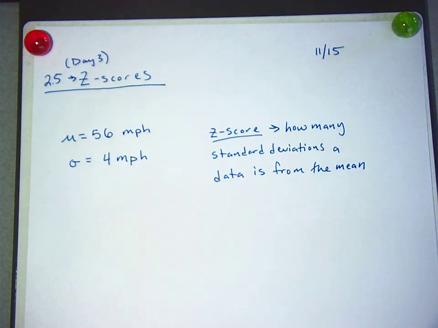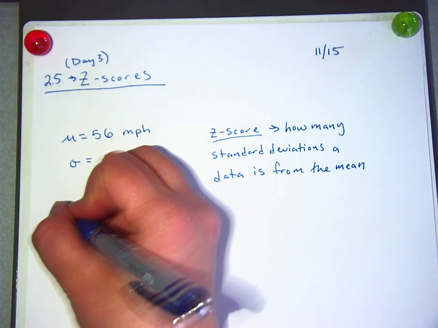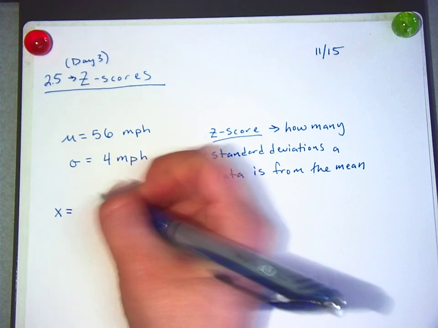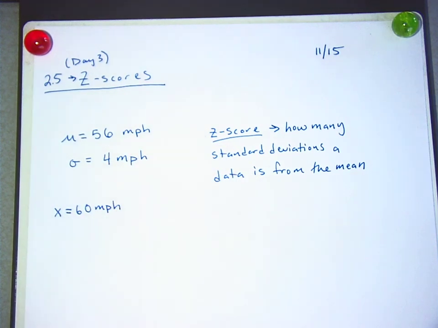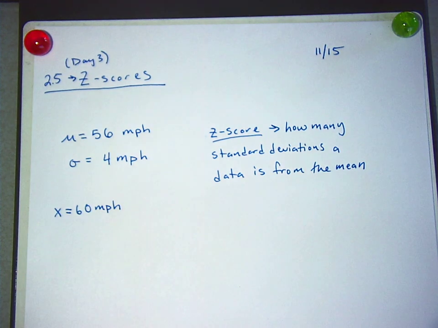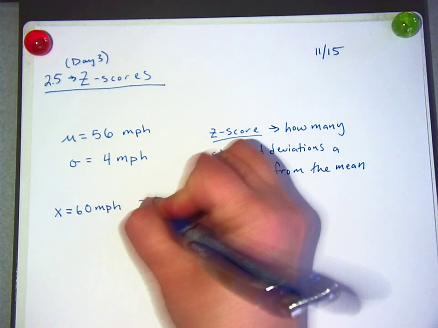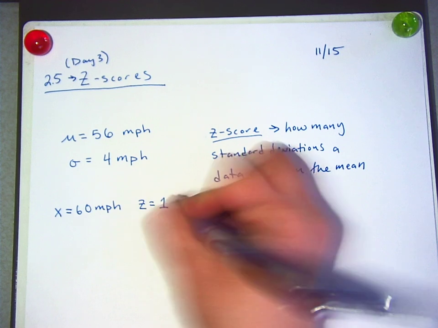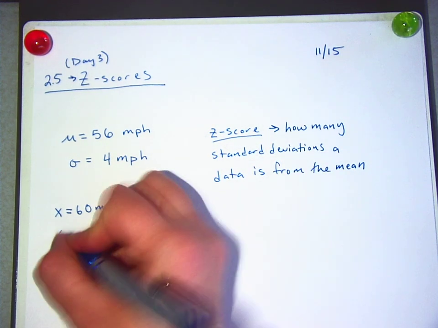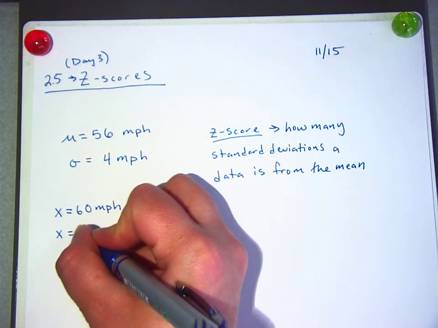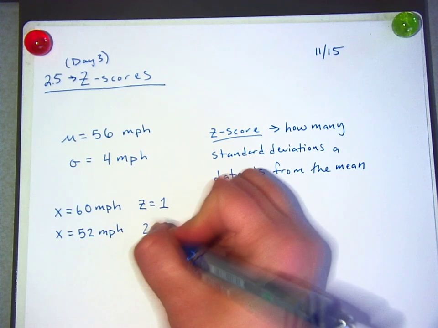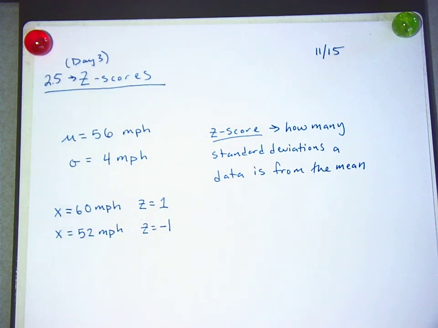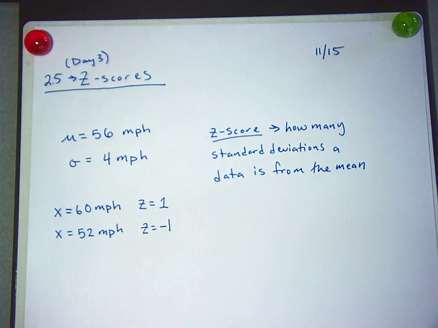So, let's suppose that I had a car that was going 60 miles per hour. What would their z-score be? 1. Okay, what if I had a car that was going 52 miles per hour? Still 1. Actually, -1. So z-scores can be positive or negative, and so it's on either side of a bell curve.